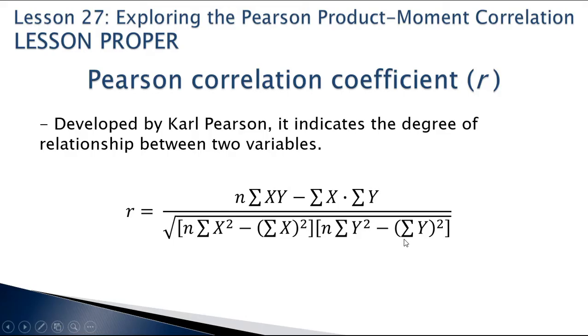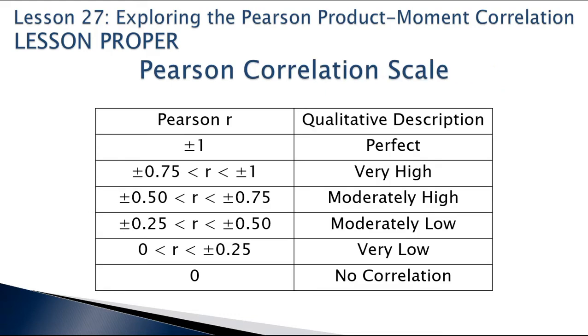So how do we execute this? Or how do we use it? Later we will show it, okay? For now, here's the Pearson correlation scale.